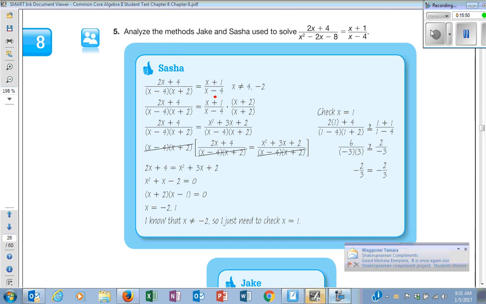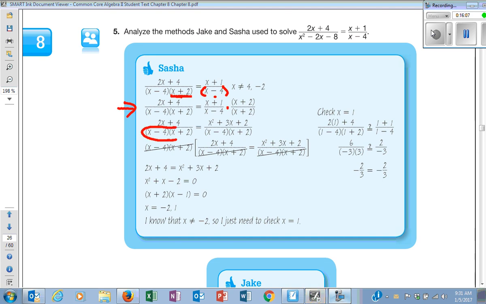Sasha realizes that, hey, this already has an x minus 4. So what is it missing? It's missing the x plus 2. So what did she do? She multiplied the top and bottom by x plus 2. That's this step right here. She multiplies both top and bottom by x plus 2. Now right here, this guy and this guy have the same denominator.